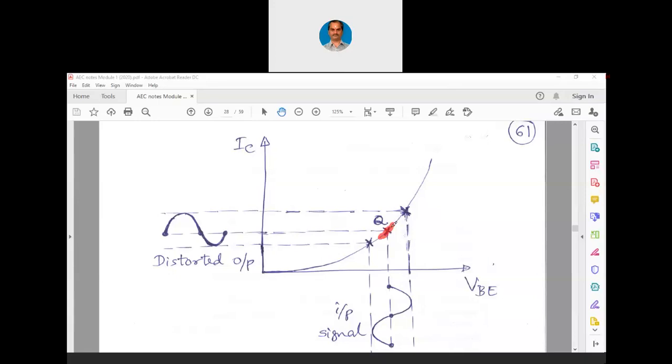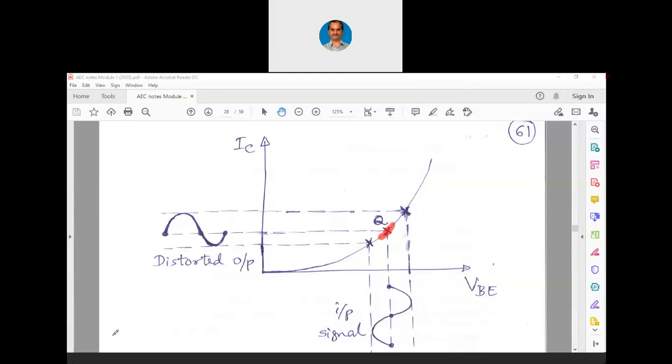Let us say we have a straight line like this, and let us say we operate this particular transistor with a much smaller signal, so that the signal will have its positive and negative cycle only at the edges of this line which I have drawn. Now in that case, when we get an output, the output will have lesser distortion, or it may not have a distortion at all, based on the amplitude of the input signal. That is called small signal operation.